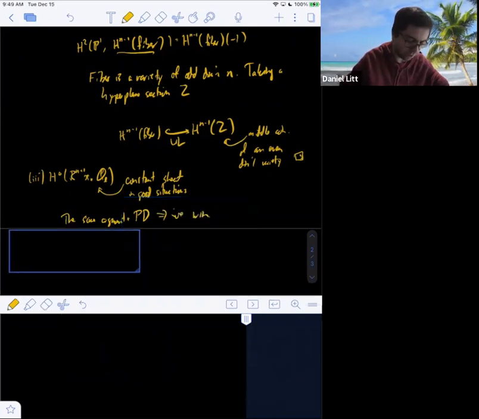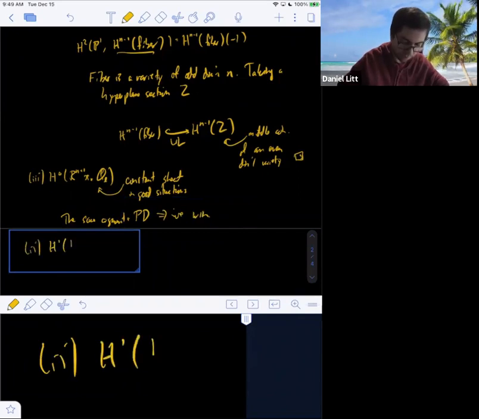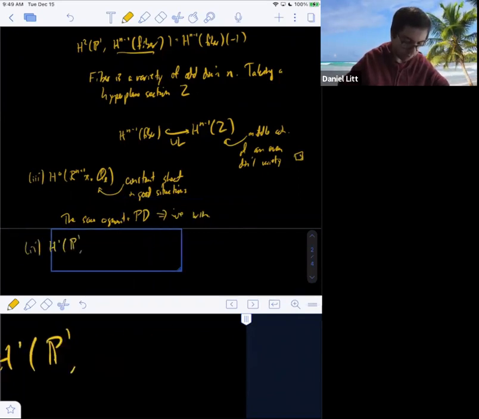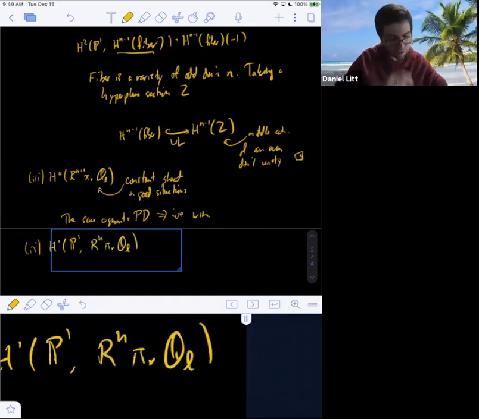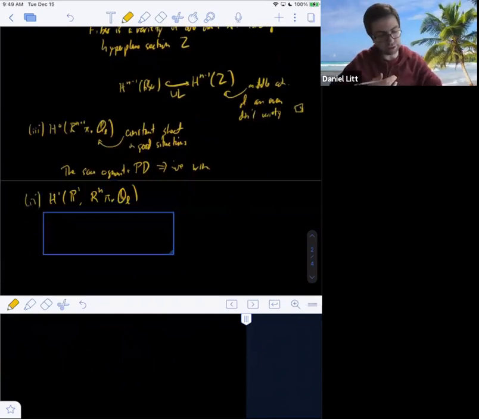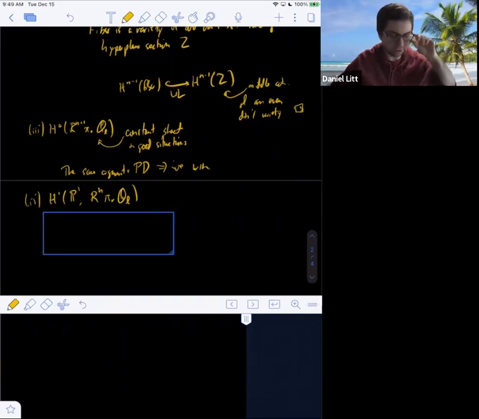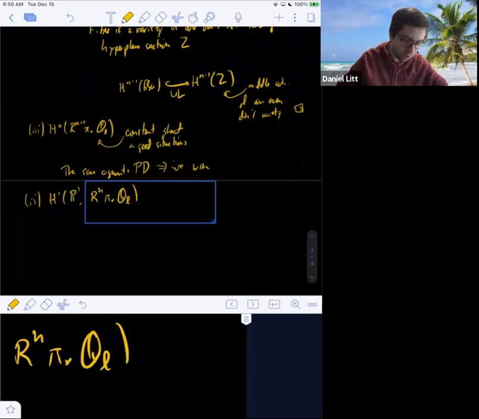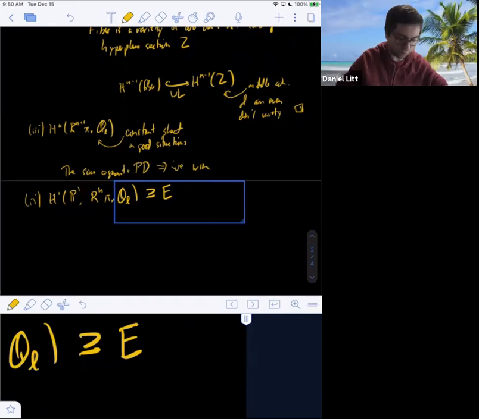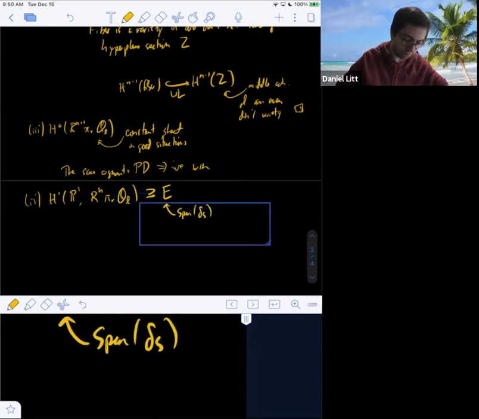Okay, so the interesting case is part 2, which is H1 of P1 with coefficients in Rn pi lower star QL. This Rn pi lower star QL is the sheaf that we studied in terms of vanishing cycles when we were trying to understand Lefschetz fibrations. So we defined inside of this a subspace E, which was spanned by the so-called delta S, the vanishing cycles.